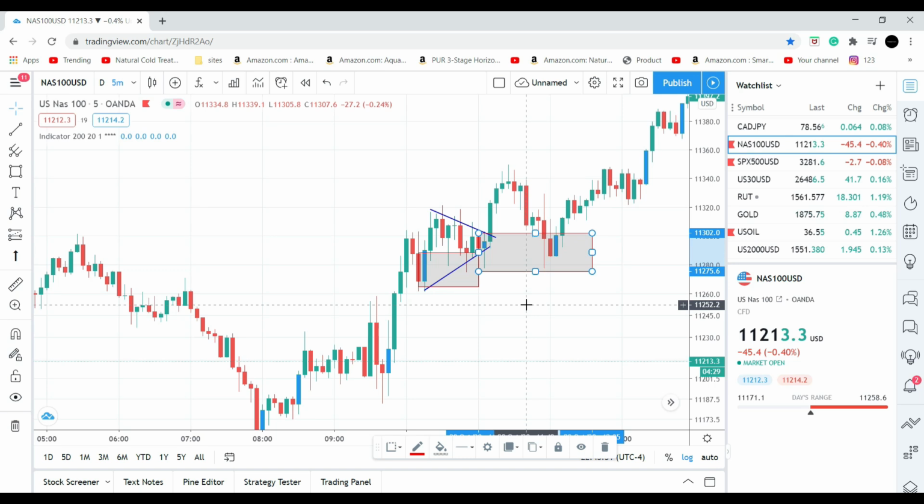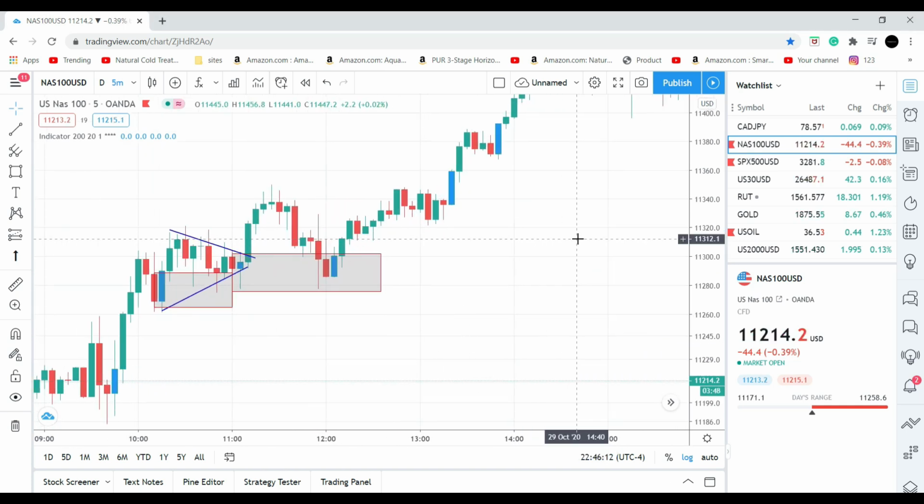The cool thing is I didn't even turn on the indicator today. I actually turned on the indicator just right now before I started to record this video, and I noticed that the supply and demand indicator was lining up perfectly with my trades. So let me show you guys some more trades.